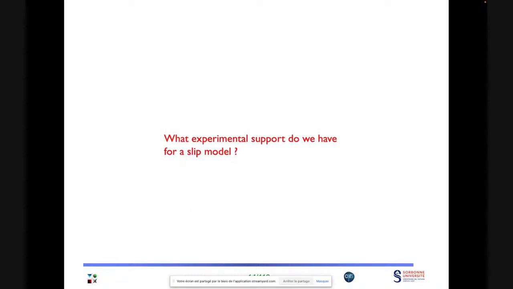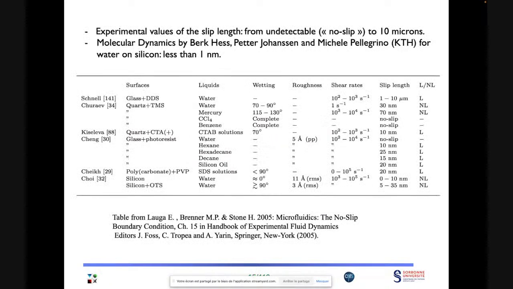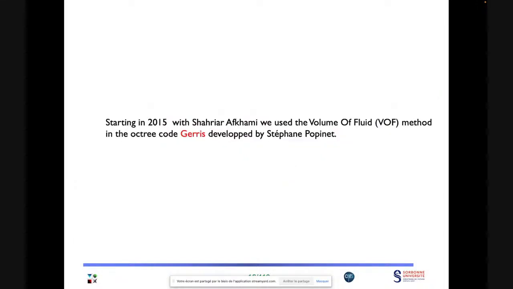So what experimental support do we have for the first regularization, the slip model? Well, we have many experiments on the Navier slip, and you see in this table that there are many cases which are marked as no slip, and some cases which are on the order of nanometers. No slip means undetectable, so for molecular dynamics, it probably means something around 1 nanometer. Okay, so we have to be able to deal with slip lengths as small as 1 nanometer, or maybe much larger. And if we are lucky, we can have much larger slip lengths, up to 10 microns.